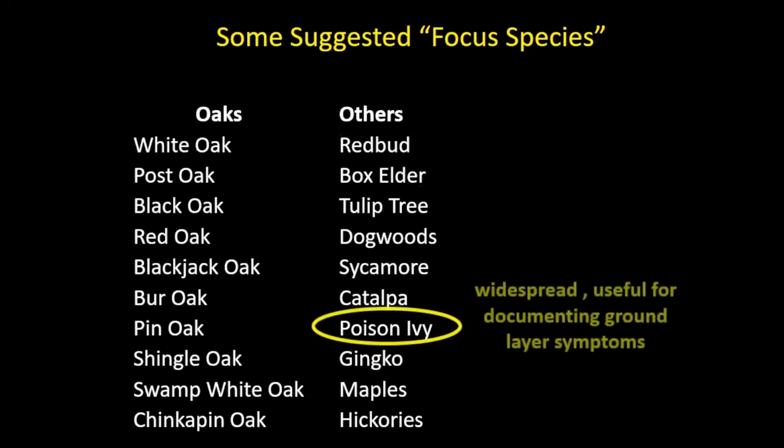Okay, also I want to draw your attention to poison ivy. Poison ivy is widespread, and it seems to be fairly, or at least moderately, sensitive in demonstrating these symptoms. And it's also very useful for documenting ground layer symptoms, symptoms that are occurring near the ground.